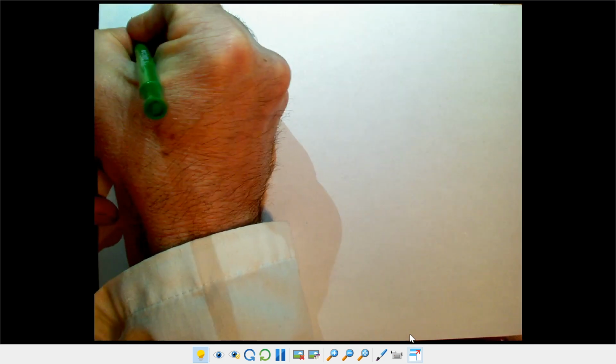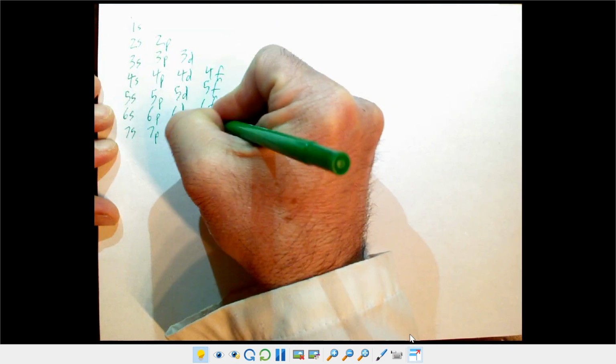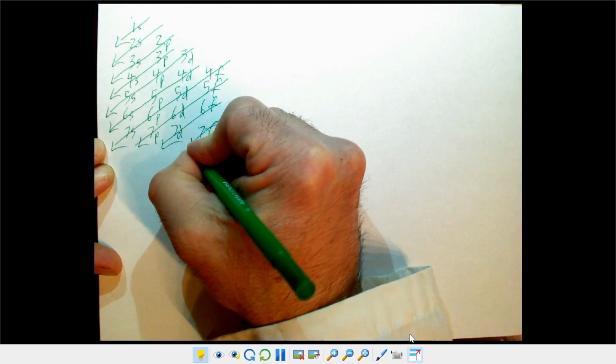So everything in the first column is going to get an S. Next column is going to get a P. Next column is going to get a D. And the last column is going to get an F. Just like that. And then we're going to draw diagonal arrows going through like this, which symbolizes the direction that we're going to go with this model. You're always going to start up here, and then you're going to basically go through each of these.